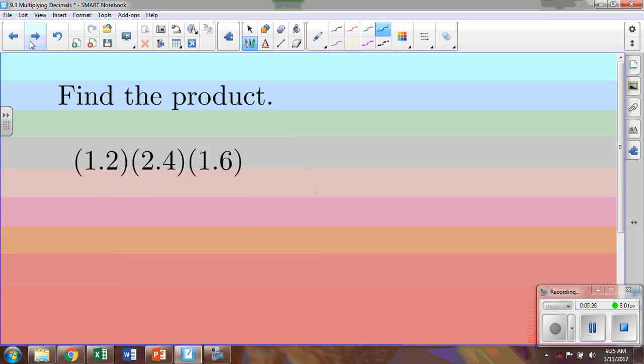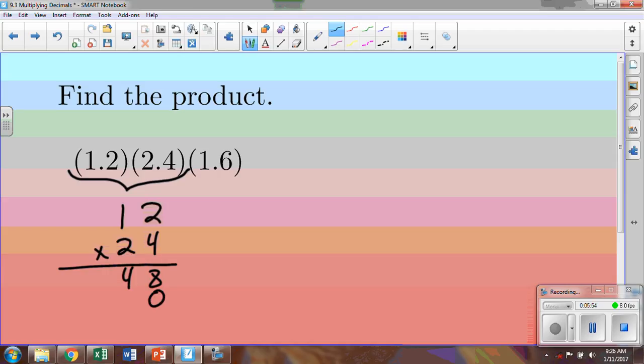So let's look at this next one: 1.2 times 2.4 times 1.6. We're going to start right here. We know that we can do these in stages. 1.2 times 2.4, which I'm going to take as just 12 times 24. Just ignore the decimals and do your multiplication. 2 times 4 is 8, 4, automatic 0. 2 times 2 gives me 4. 2 times 1 gives me 2. And when we add these up, 12 times 24 equals 288.